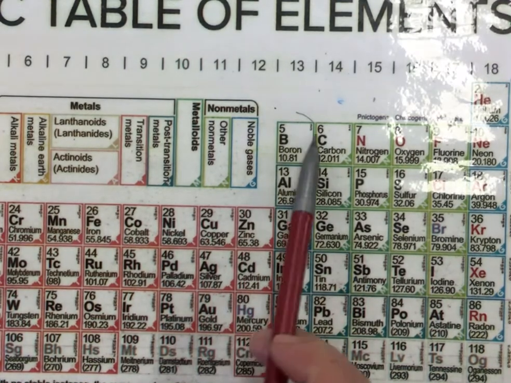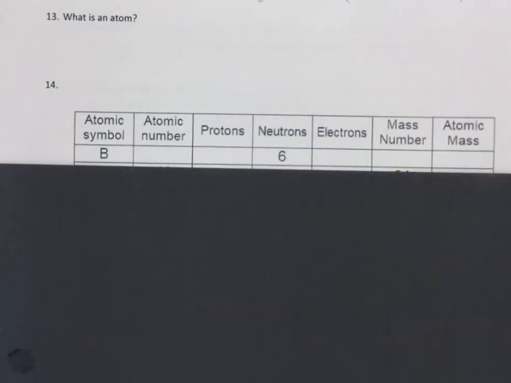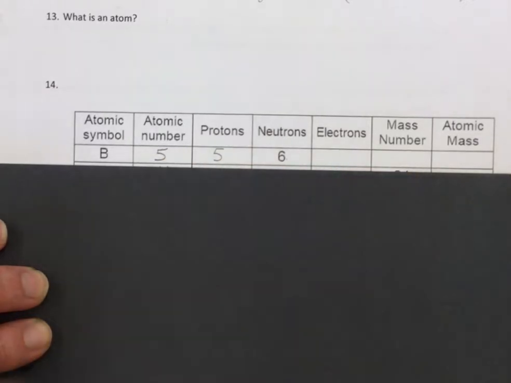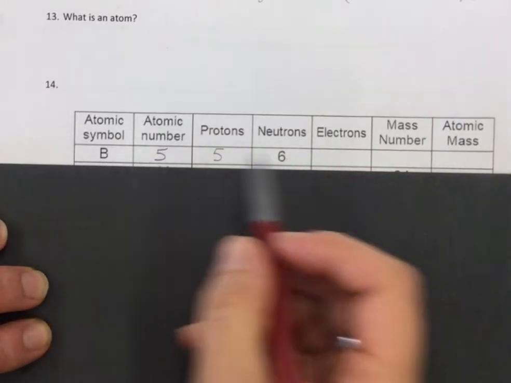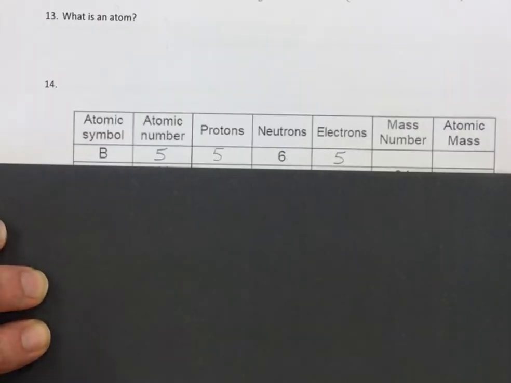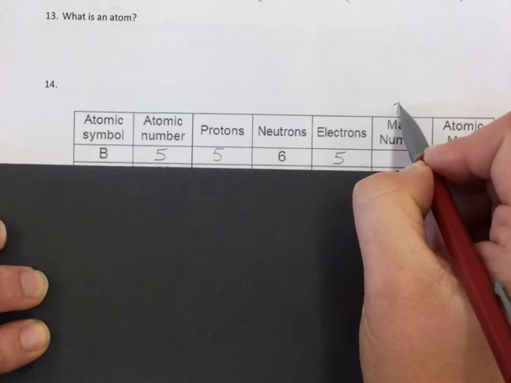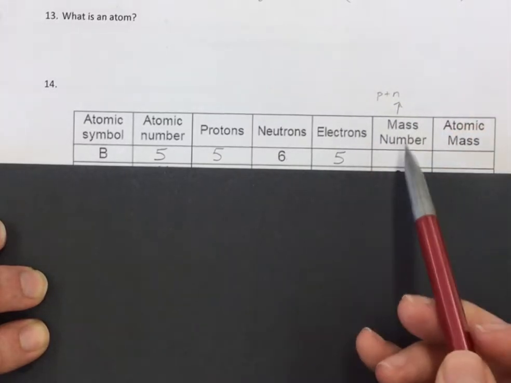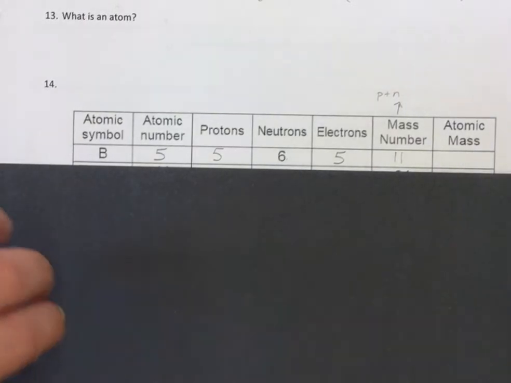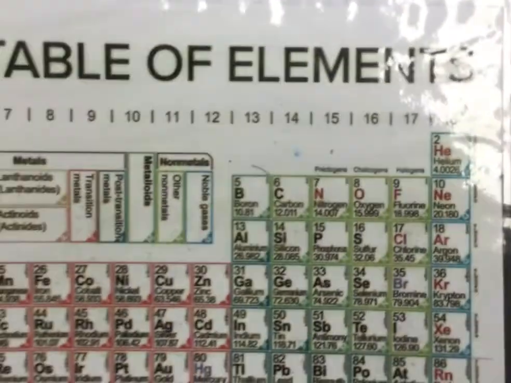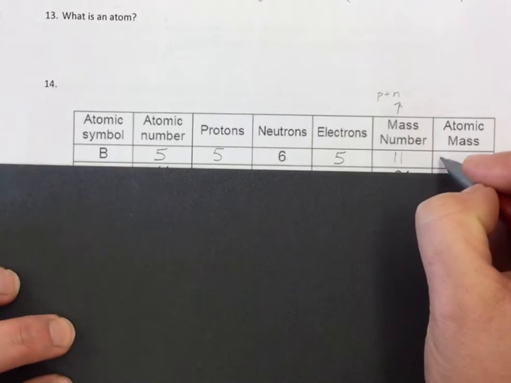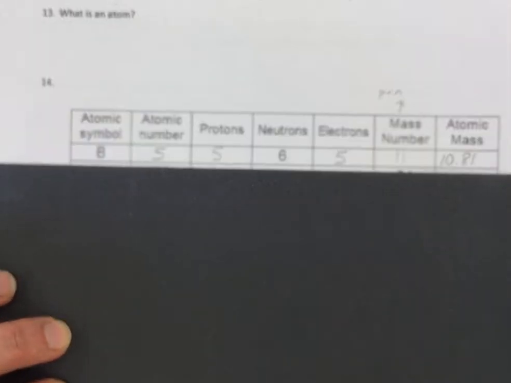This number right here gives me the number of protons, so I'm going to go ahead and add that. Atomic number is the number of protons. And then in an atom, protons are equal to electrons, so that's going to be the same. Then the mass number, as I said earlier, is protons plus neutrons. So 5 plus 6 gives me 11, while the atomic mass has to be found on the periodic table. So I'm going to take a look back at that. And the atomic mass is here, so I'm going to add that in as 10.81.